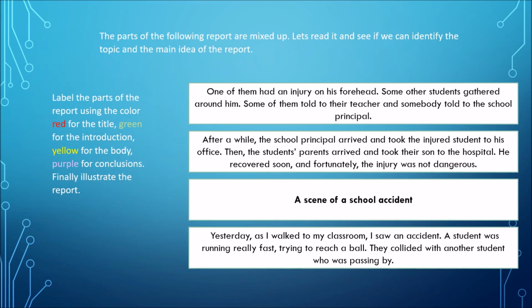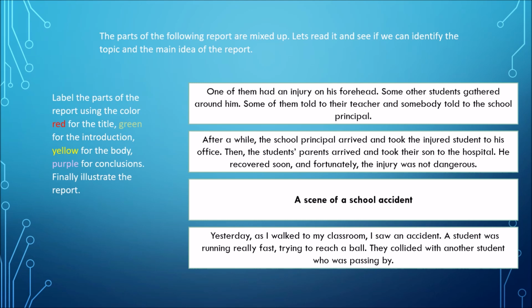The parts of the following report are mixed up. Let's read it and see if we can identify the topic and the main idea of the report. Label the parts of the report using color red for title, green for the introduction, yellow for the body, purple for conclusions, and finally illustrate the report.